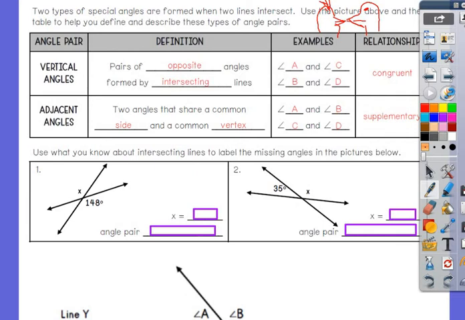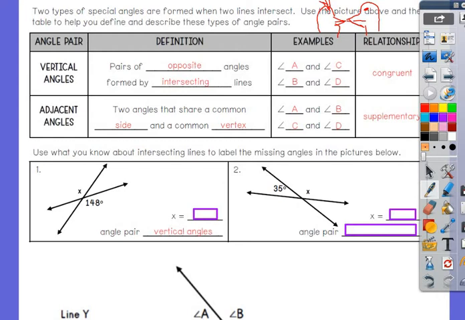Number one, there are 4 vocabulary words we learned: complementary, supplementary, adjacent, and vertical. What vocabulary word do you see being used on number 1? Vertical. Okay? They're vertical angles, and vertical angles tell me that they are equal to each other, congruent. So, I know these are vertical angles.